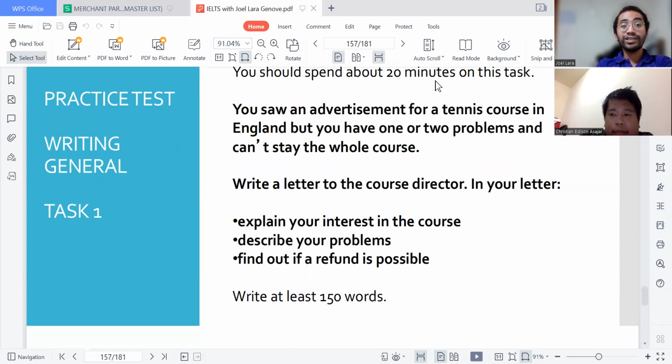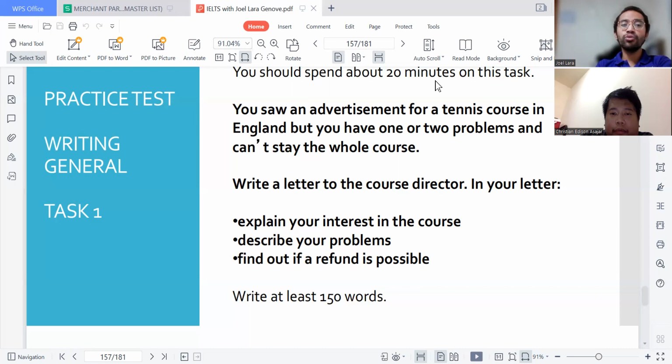What type of letter? Formal, semi-formal, informal? So you are writing to the course director, sir. Formal. Someone that you don't know. Yes, sir. Formal, informal, or semi-formal? Formal. Yes. Now it says there two problems.